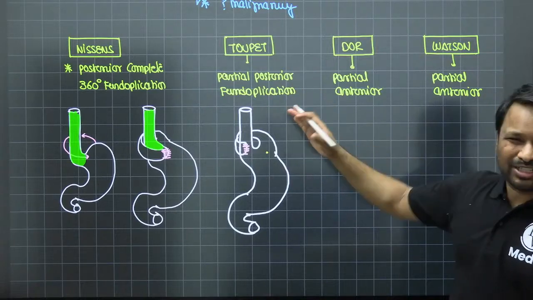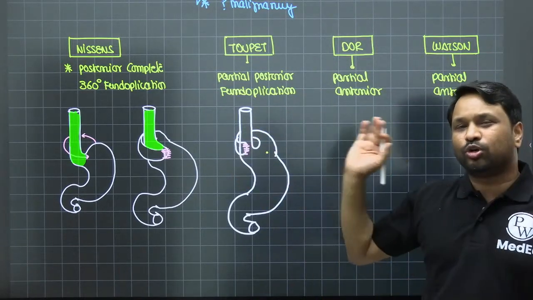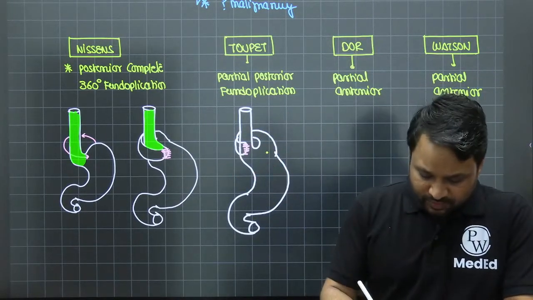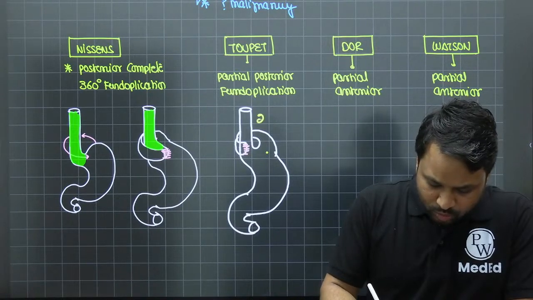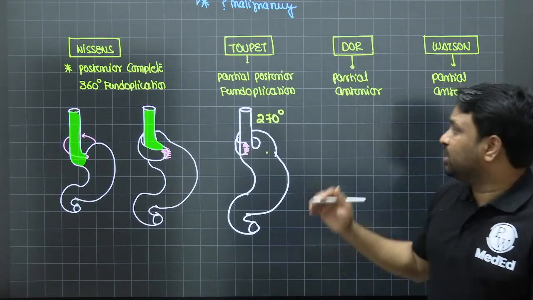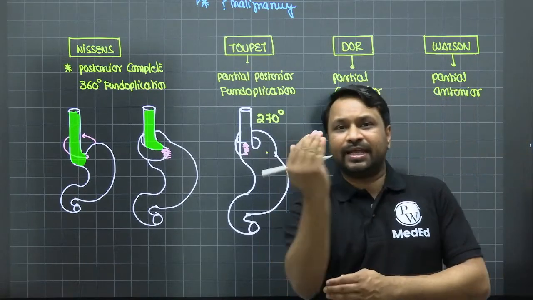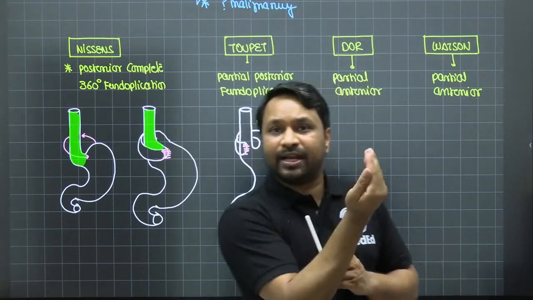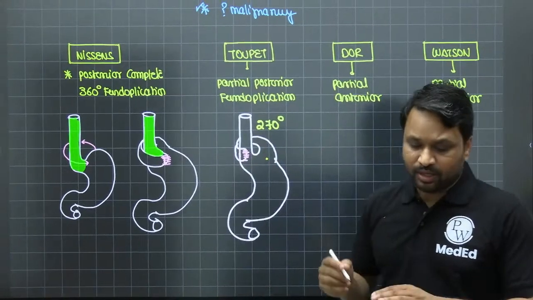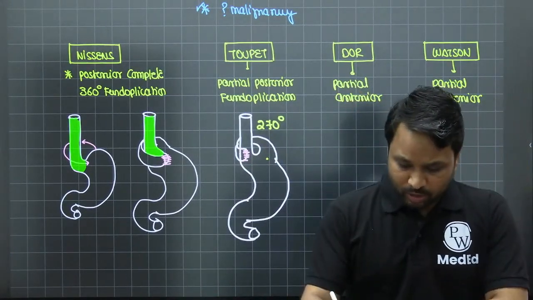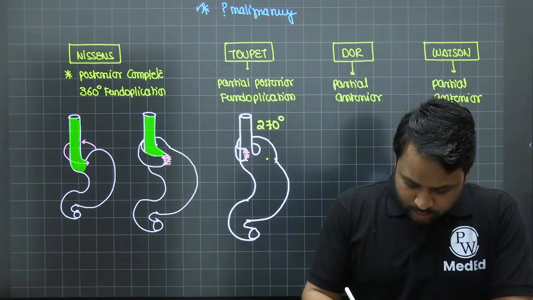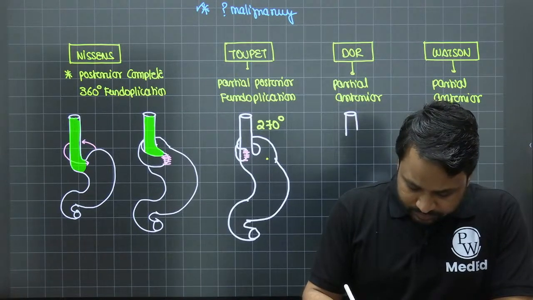So Toppet is actually at 270 degrees posterior. We don't want to talk about the angles, but just for the sake of our understanding, it is a 270 degrees fundoplication. That means, what is 270? 90, 90, 90, three right angle turns, which is called a 270. Or the same thing is going to be happening on an anterior basis. So what you do is anterior 270.